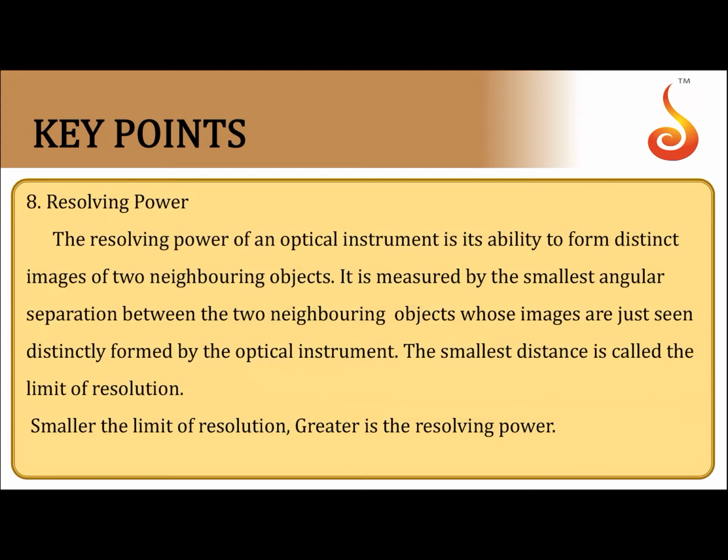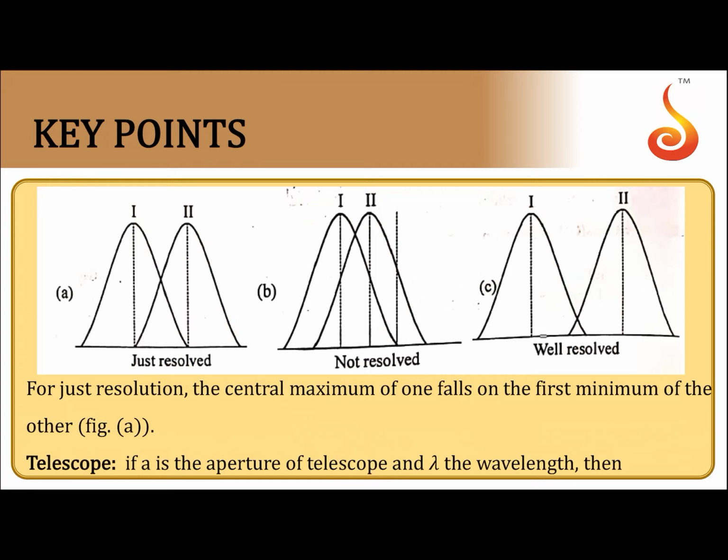Resolving power of an optical instrument is its ability to form distinct images of two neighboring objects. It is measured by the smallest angular separation between the two neighboring objects whose images are just seen distinctly formed by the optical instrument. The smallest distance is called the limit of resolution. The smaller this limit, the greater is the resolving power.